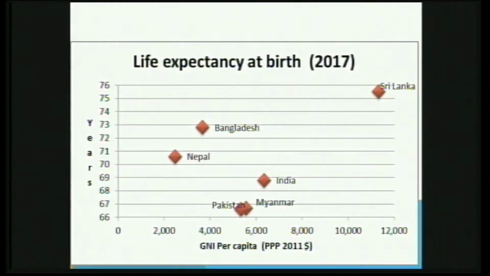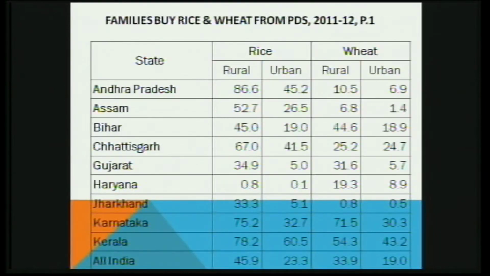So if you look at my screen, now I am going to the next data. What will happen if you have huge data of states, different states? The data here is on how many people, how many families are using the public distribution system. Okay. How many families are going to ration shops and buying rice and wheat? So this is the data of 2011-12.